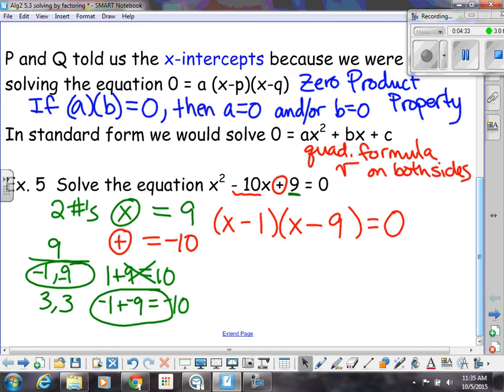So the only thing new we're adding is we're saying this factored form is equal to 0, so we're going to set each factor equal to 0, just like we did with a and b. We said either a has to be 0 and or b has to be 0. So rather than a, I have x minus 1. We know that has to be 0. And then I have x minus 9. So rather than b, I have x minus 9 equal to 0. So these are very simple equations to solve.